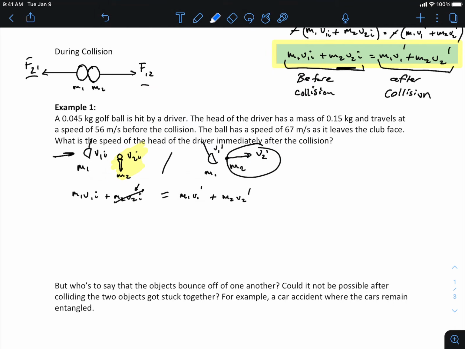I'm looking for what is the speed of the head of the driver immediately after the collision. Well, that's this term right here. That's what this is describing, V1 prime after the collision. So that's what I'm looking for. So if I were to rewrite this, I might choose just to bring that over right away, right? So I'm going to go M1 V1 initial, subtract off M2 V2 prime. Remember, if I move that over, it's got to become minus or negative. And then that has to equal M1 V1 prime.